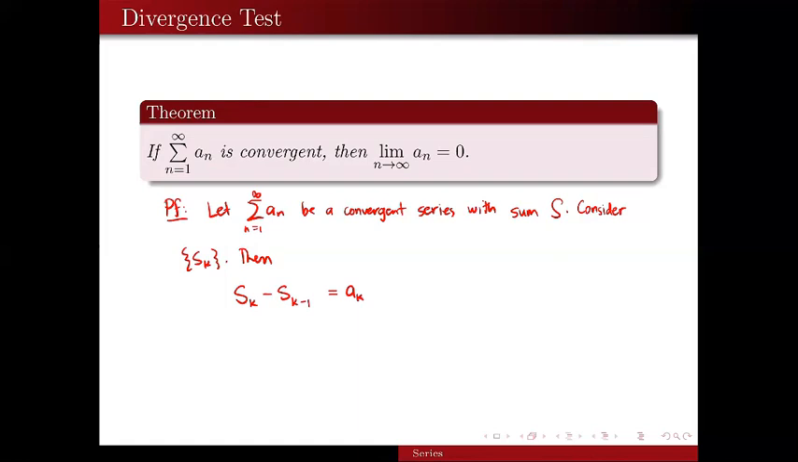So you have S sub k. You have A1 plus A2 plus until AK. You have S sub k minus 1. You have A1 plus A2 plus until A sub k minus 1 only. So if you subtract S sub k minus 1 from S sub k, this is just the remaining term. Okay?